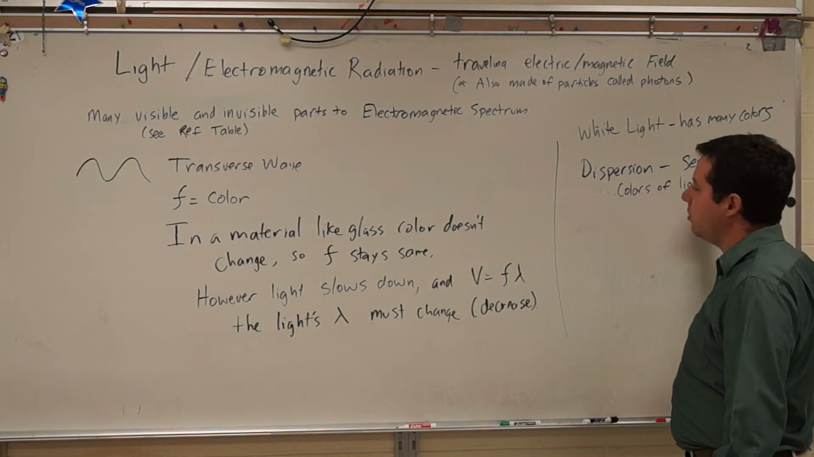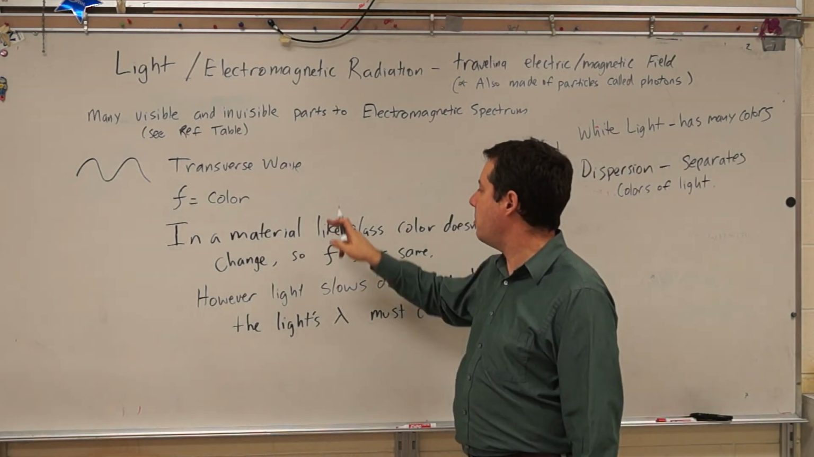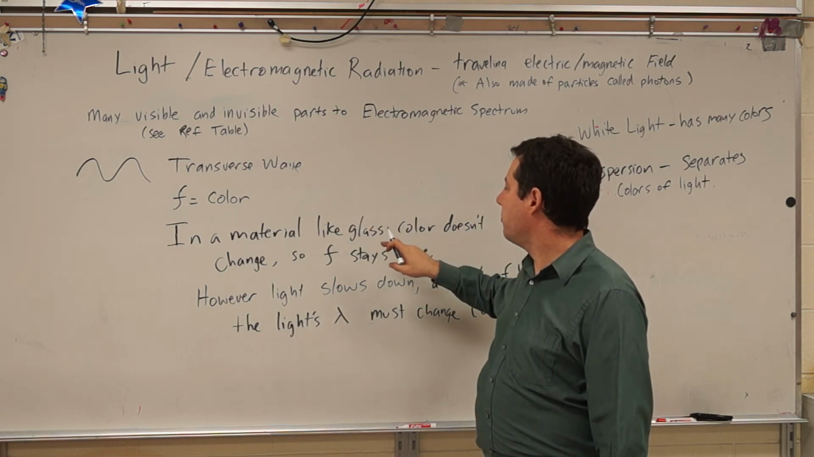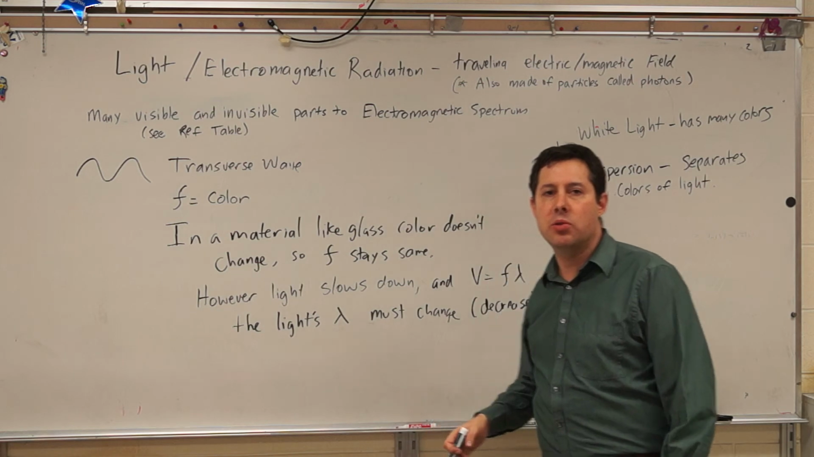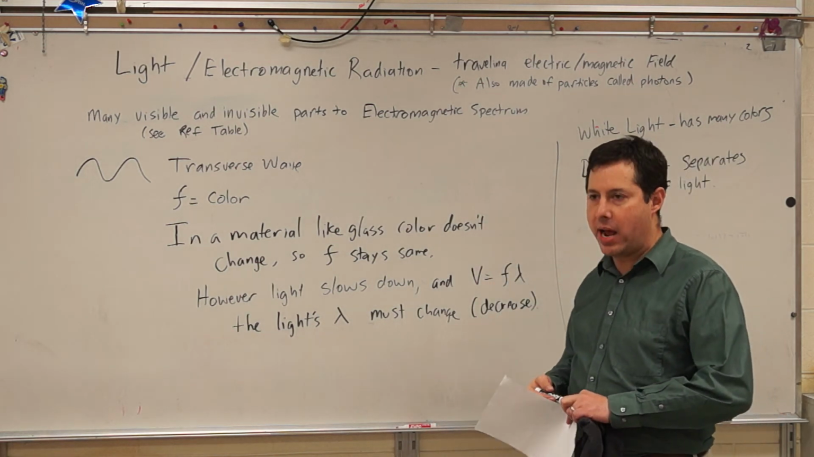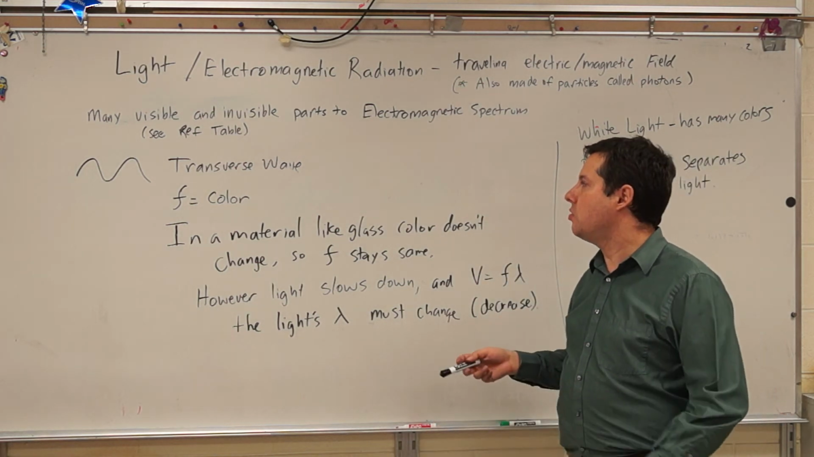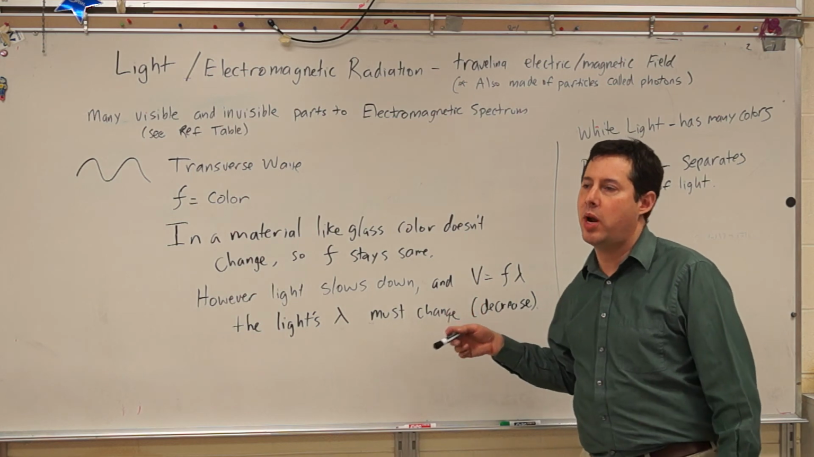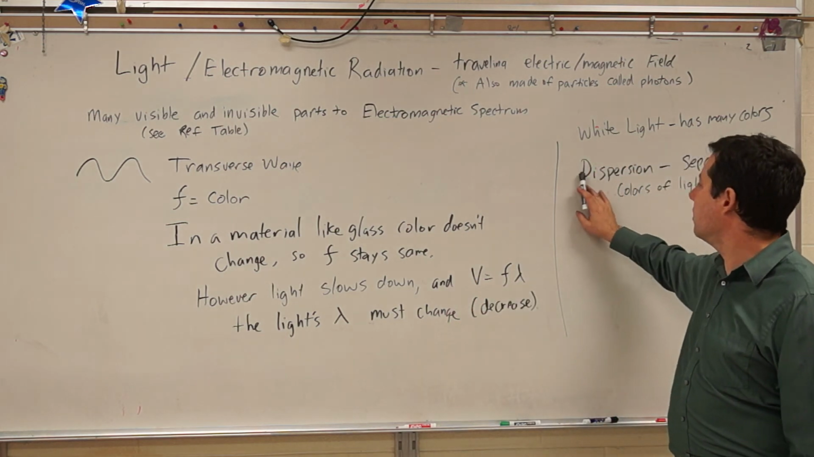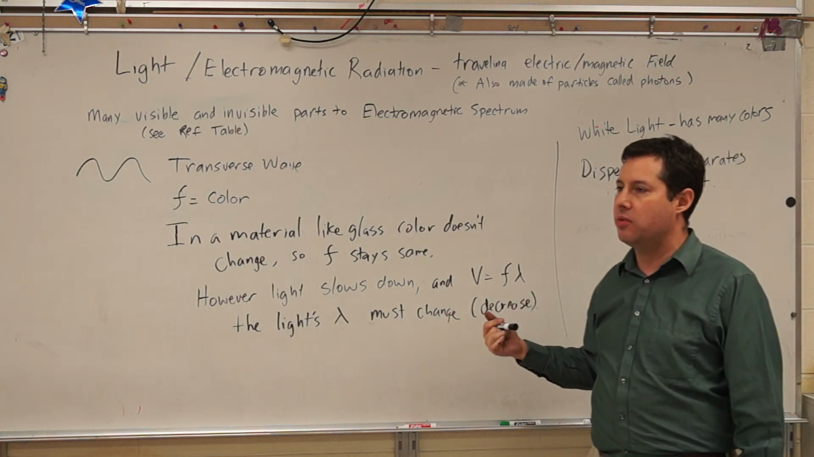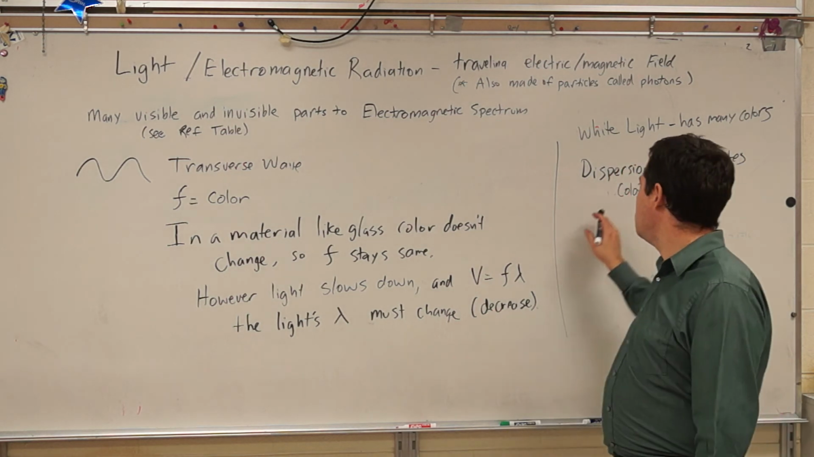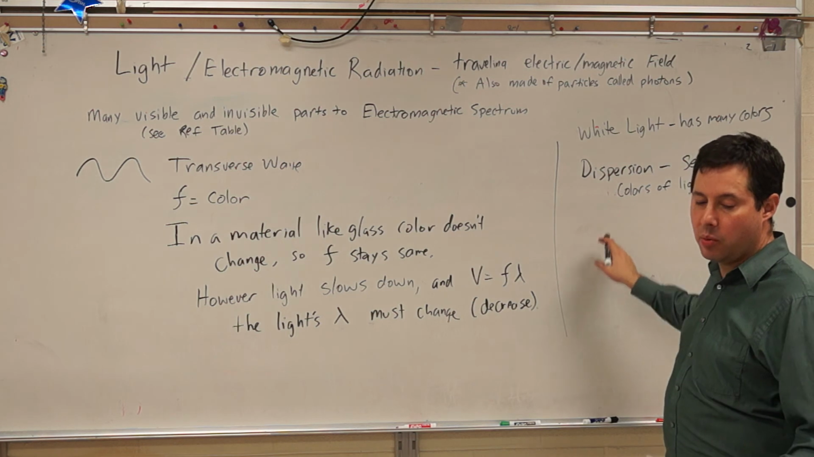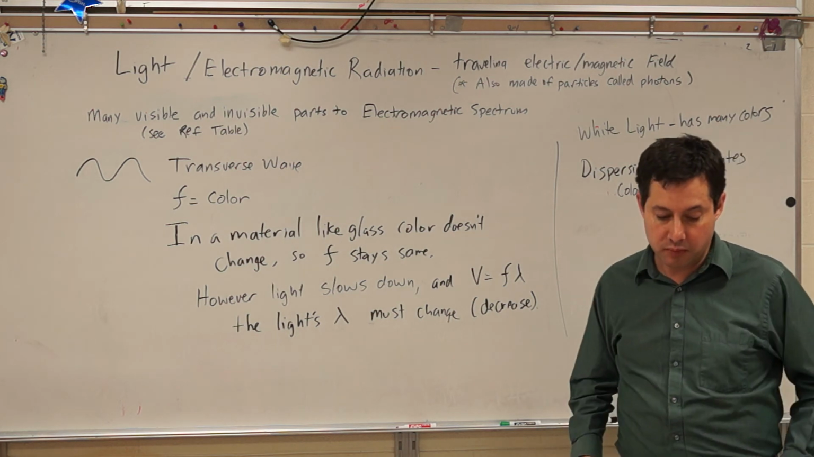And it's essentially because as you go through a material, the speed of light slows down when it goes through glass, and it doesn't all slow down at the same rate. So because it doesn't slow down at the same rate, the light bends at different angles depending on the color of the light. So you get this effect called dispersion, where you can separate the colors of light.